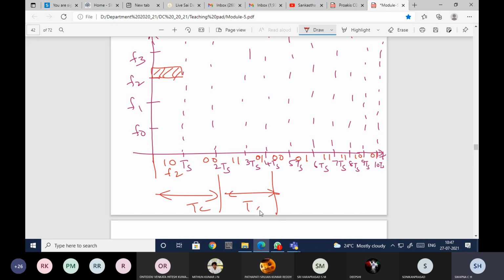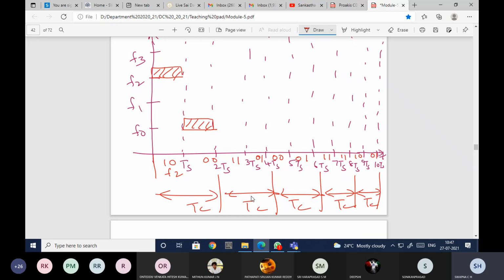Hop duration, TC. Here to here, again it is TC. Here to here, again it is TC. Here to here, it is nothing but TC. So for F2, if in one chip duration I need to get two symbols, F2 I'll get, and 0 0, which is nothing but F1, I'll get.